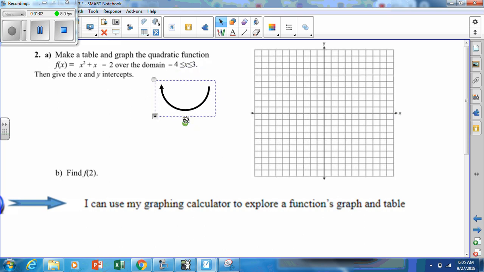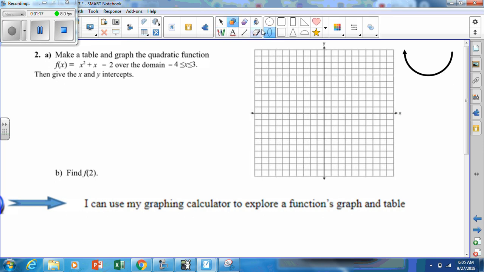All right, it's asking for key information. One piece is that we want to do it over this domain, from -4 to +3. So what that's going to look like is we start here at 1, 2, 3, 4 and end at 1, 2, 3. Those are our guidelines.